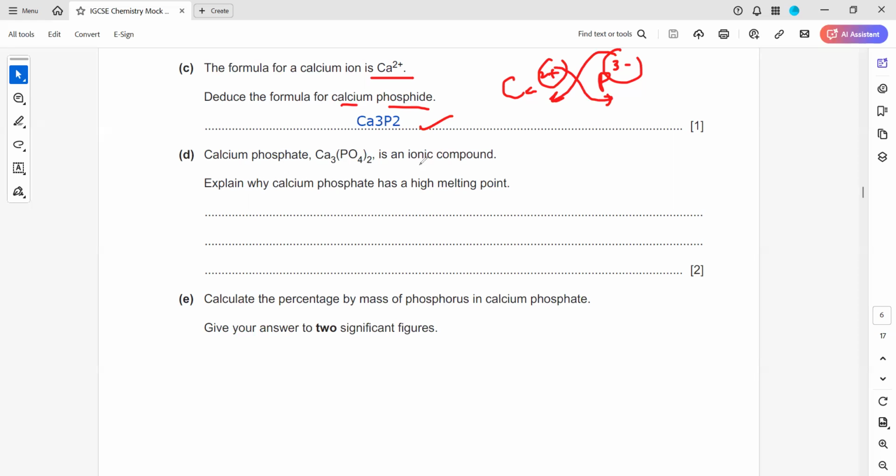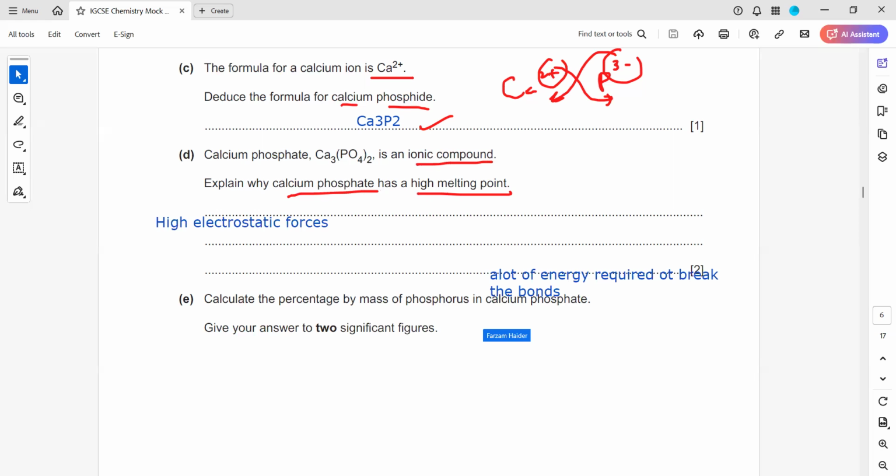Calcium phosphate is an ionic compound. Explain why calcium phosphate has a high melting point. So what is the reason? Because there is a strong force of attraction between the oppositely charged ions, so more energy is needed to break the bond.